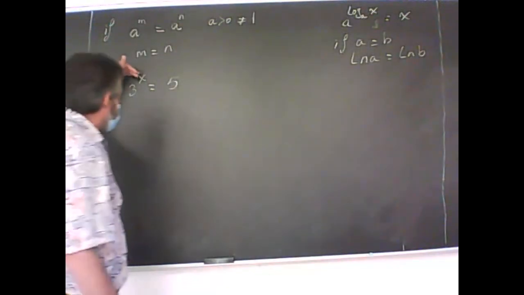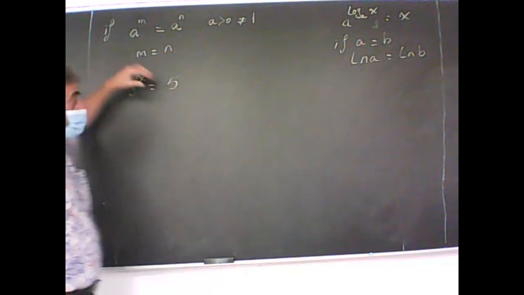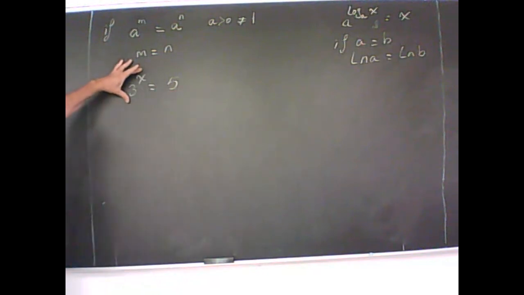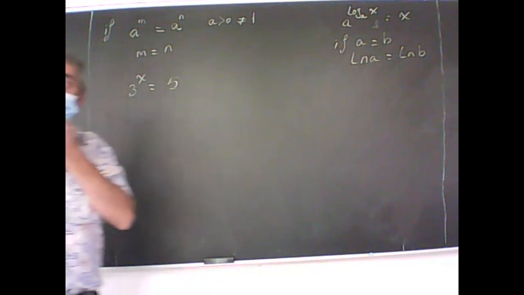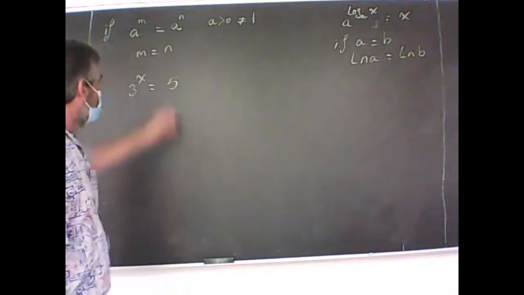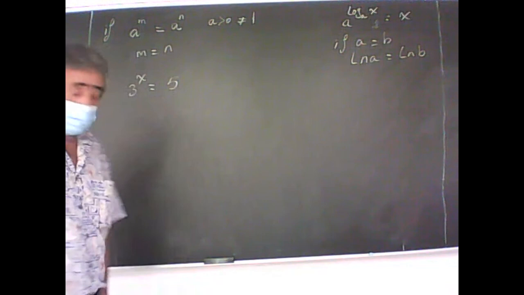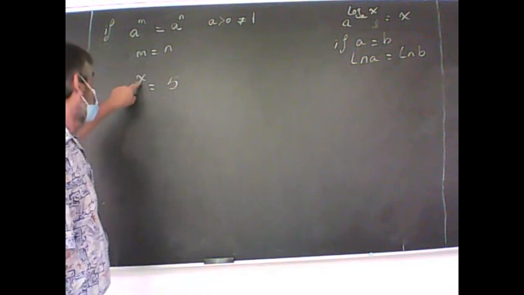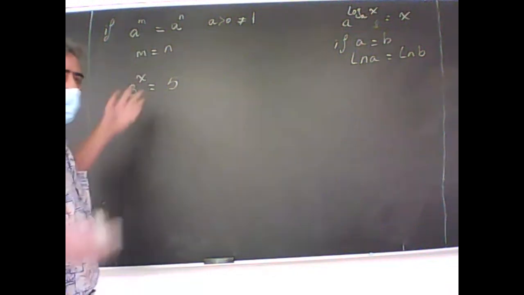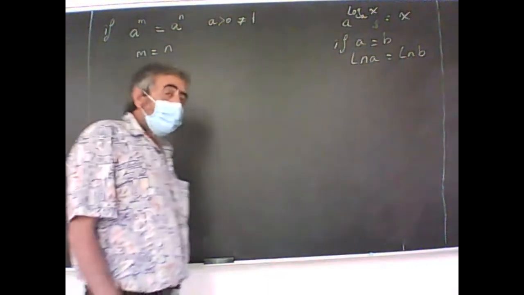So we have 3 to the power x equals 5. 3 to the power x is a positive number, because no matter what you raise that 3 to, it's always going to be positive. 5 is positive, yes? Now we need to somehow solve for x. How do I solve for x?